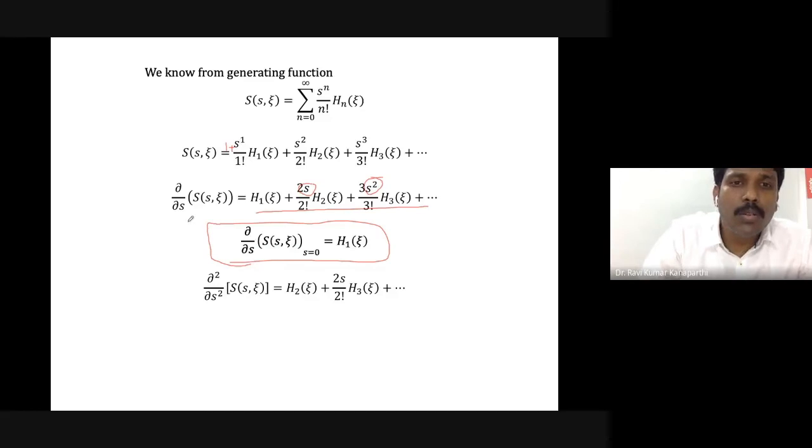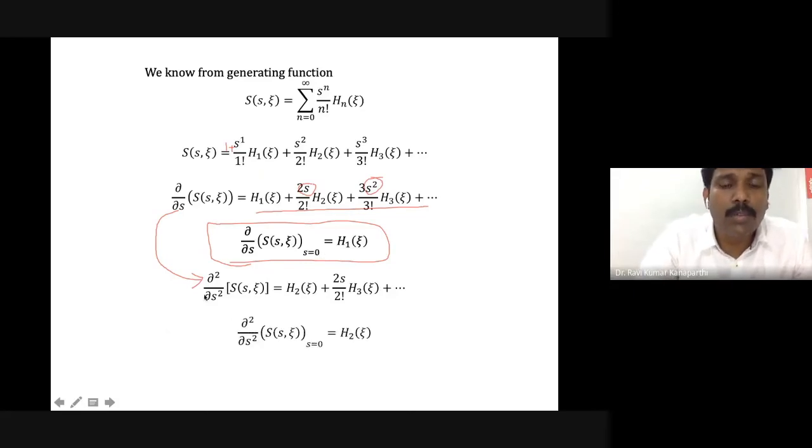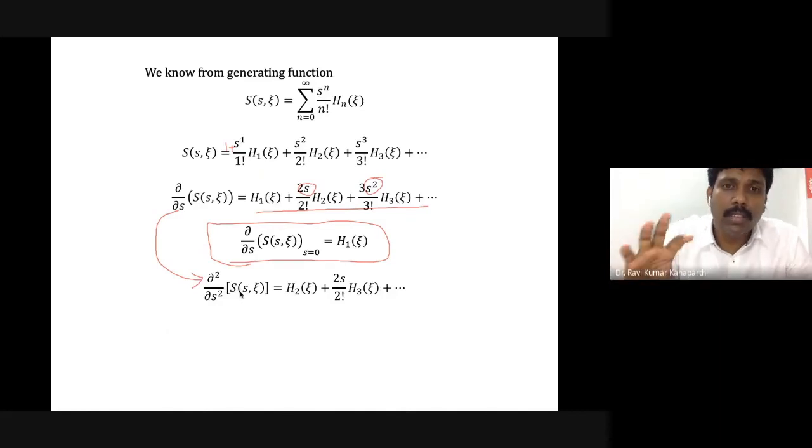Now what I do, this is the first derivative. I am interested in evaluating the second derivative. The second derivative is nothing but, here this is actually a constant. There is no s term. Please remember that you are going to evaluate the derivative with respect to s. Keep that in mind.